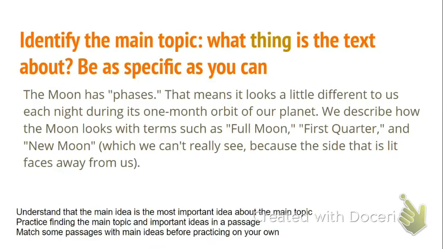I'm going to read, and I want you to think about what's the main topic. The moon has phases. That means it looks a little different to us each night during its one month orbit of our planet. We describe how the moon looks with terms such as full moon, first quarter, and new moon, which we can't really see because the side that is lit faces away from us.